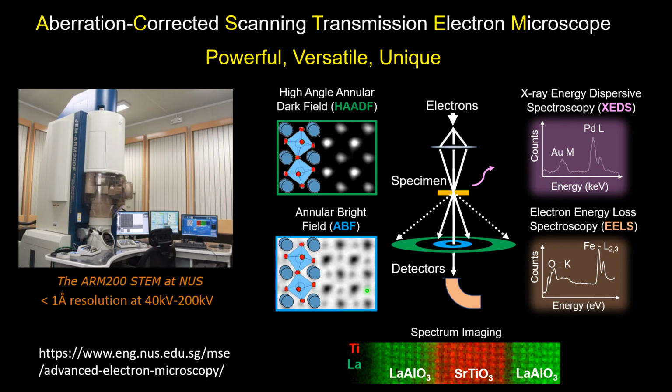AC-STEM can also do chemical analysis through X-ray or electron energy spectroscopies. So we not only can know where the atoms are, but also know what types of atoms they are, as well as their other chemical information, such as bonding configuration or oxidation states. This microscope is also highly unique. It's the only one in the whole Singapore.